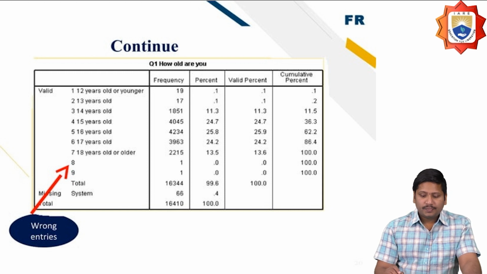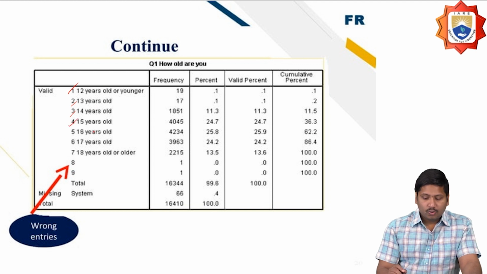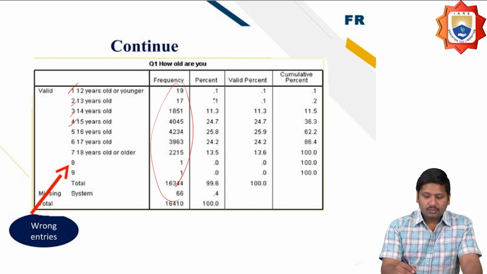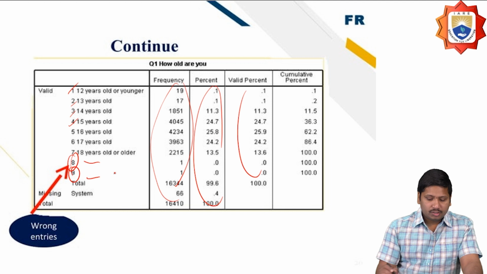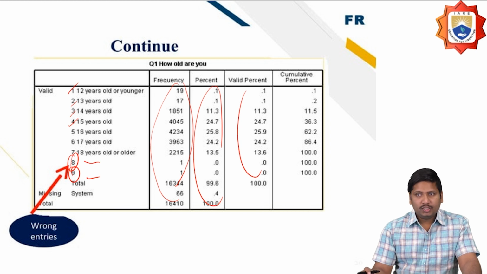This is the data I initially filled. One is for 12 years, two is for 13, three is 14, four is 15, like this. So what happened after importing that? I got this data, but the values for 8 and 9 are missing. That means it may be a missing value, or some data is going to be missed, or a wrong entry has been made here. We have to identify that after importing the data.